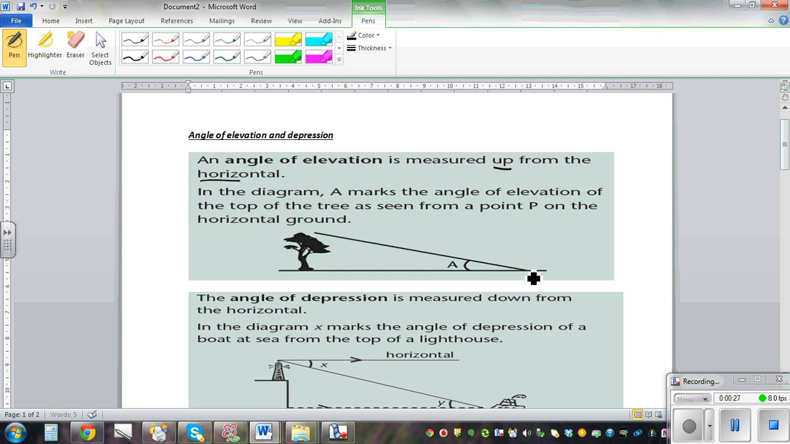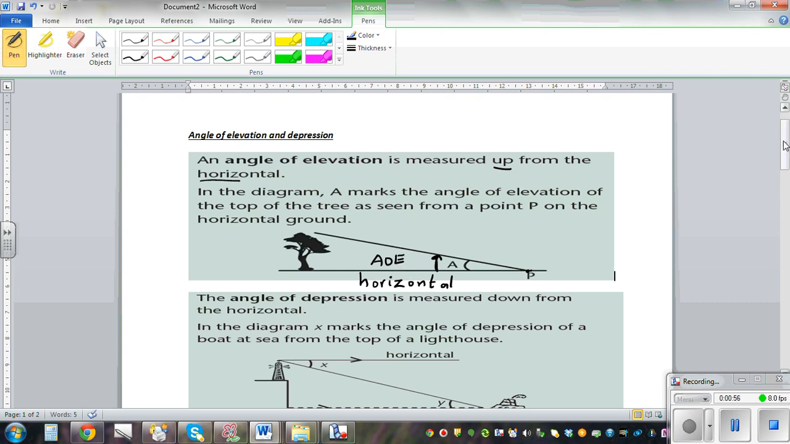That means from this point, P, this is the horizontal. This is what I mean by horizontal. And there is an instrument by which you can measure these angles. If you're looking up at this tree from this point, the angle this measures is called the angle of elevation. So let me name it as AOE.